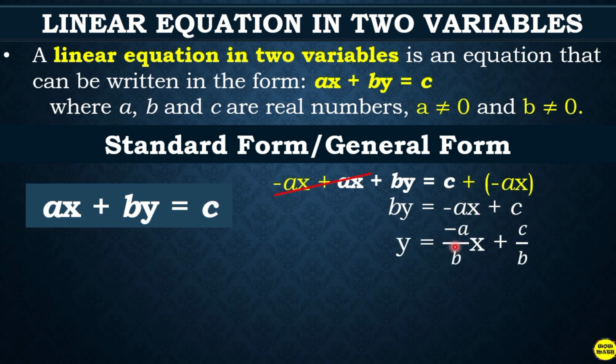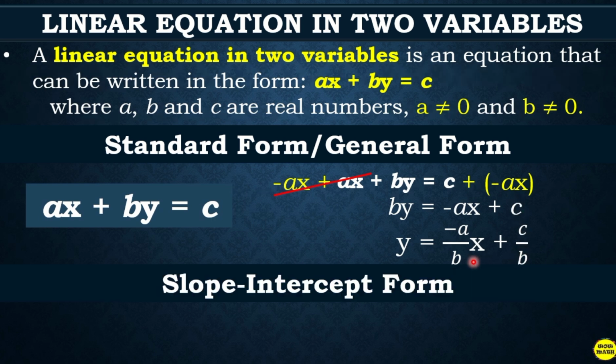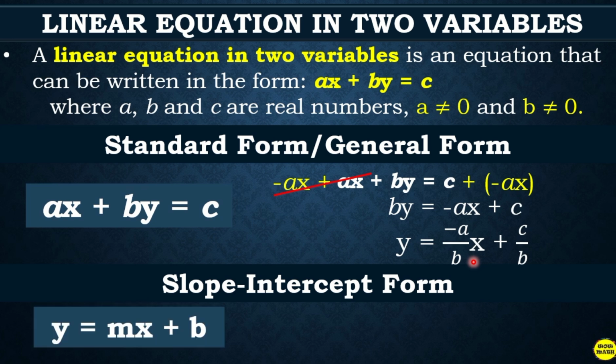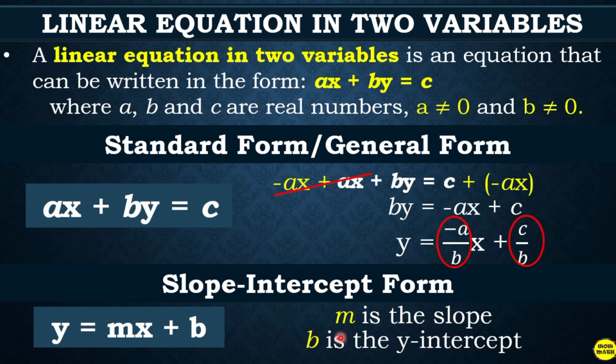Okay? So, we will divide both sides by b. So, we will have negative a over b and then c over b. Okay? Now, this is now our slope-intercept form. So, our slope-intercept form is y equals mx plus b, where this negative a over b represents your m, your slope, and then your c over b represents your y-intercept, which is your b.